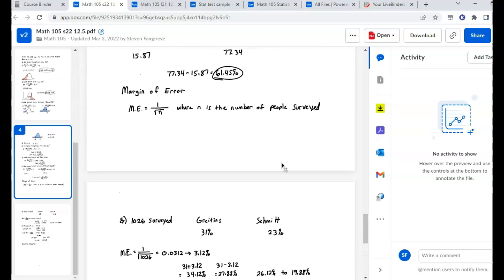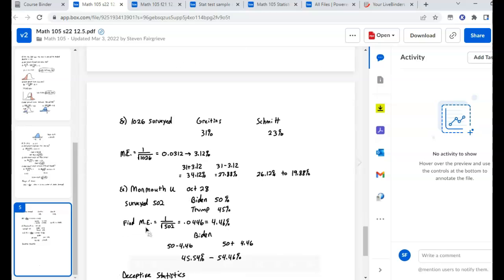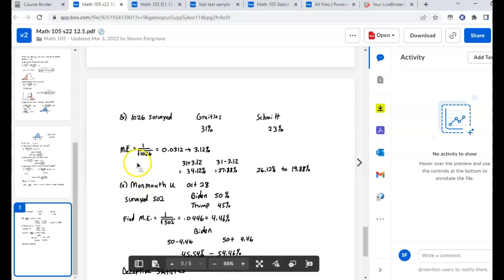So here we had margin of error. That's 1 divided by the square root of the number of things you have. Right, that's our margin of error. Okay, and so we looked at a couple of surveys where we computed the margin of error. And we also used the margin of error to figure out the range on each person.